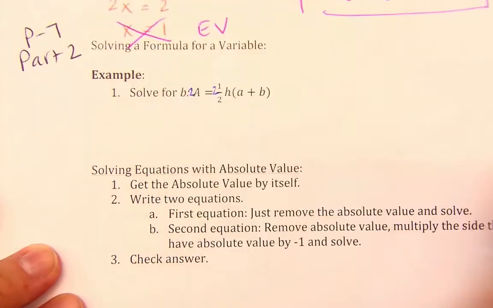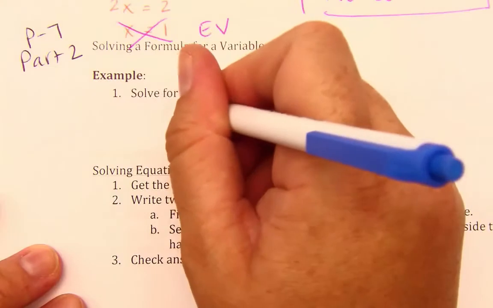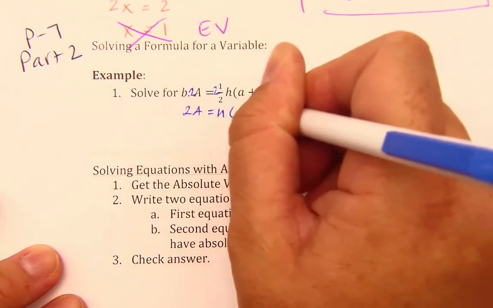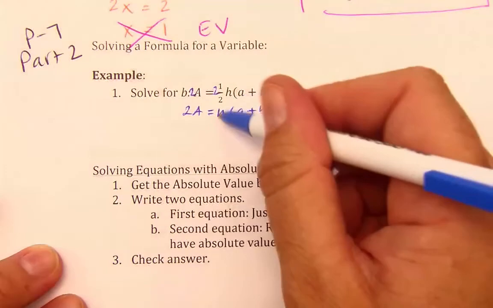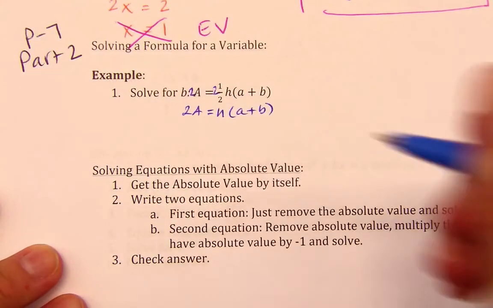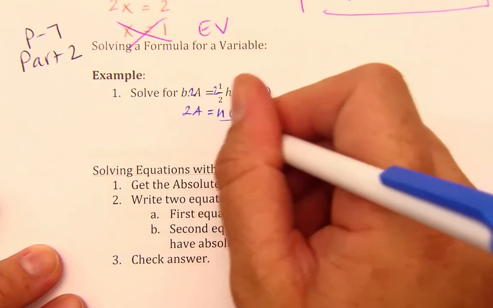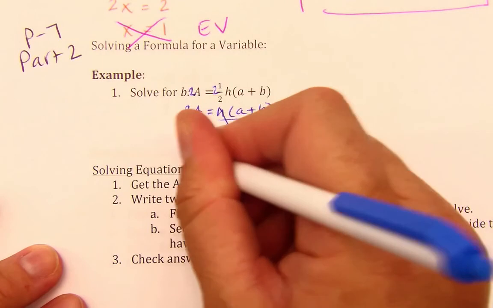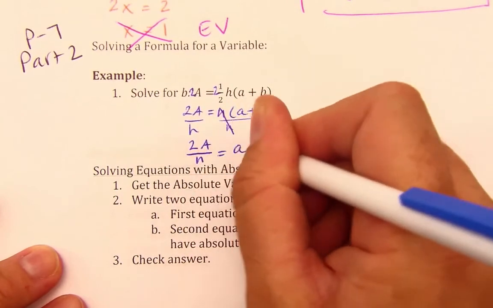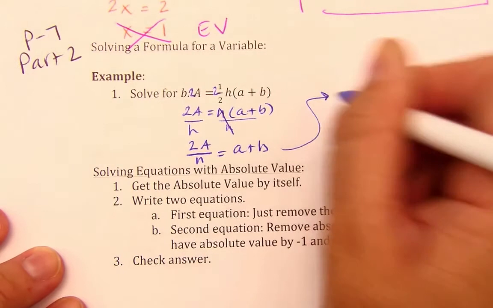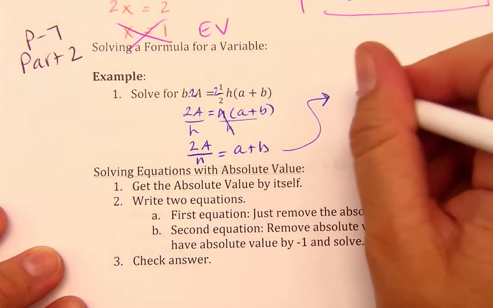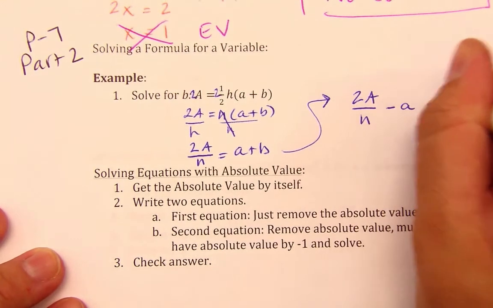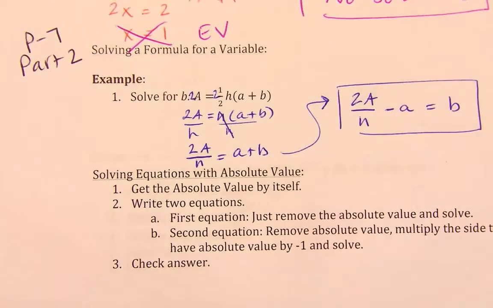First thing I can do is multiply both sides by 2. So now I have 2a equals h times a plus b. Well, now I need to get rid of the h, and I can divide both sides by h, and that gets rid of it here. And now I have 2a over h is equal to a plus b. And the last step in getting it by itself, we have 2a over h. Subtracting a from both sides, we get b by itself.